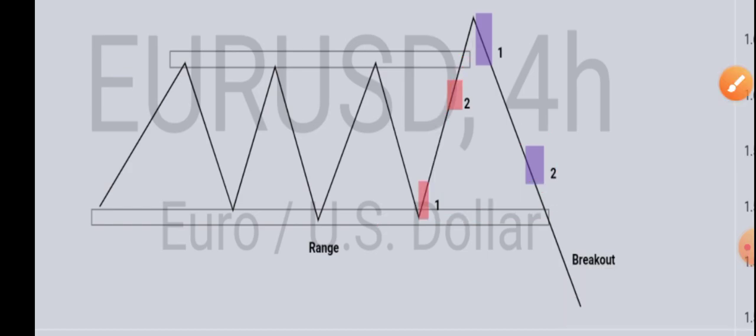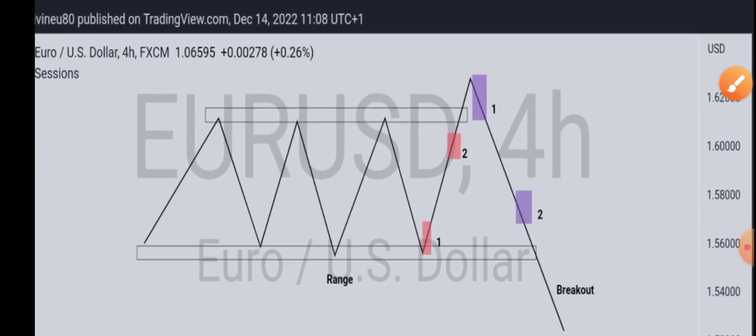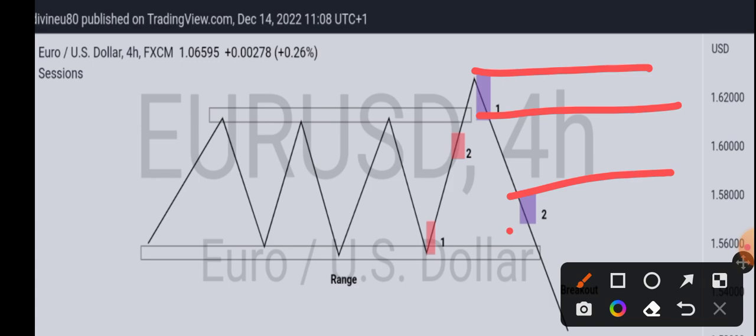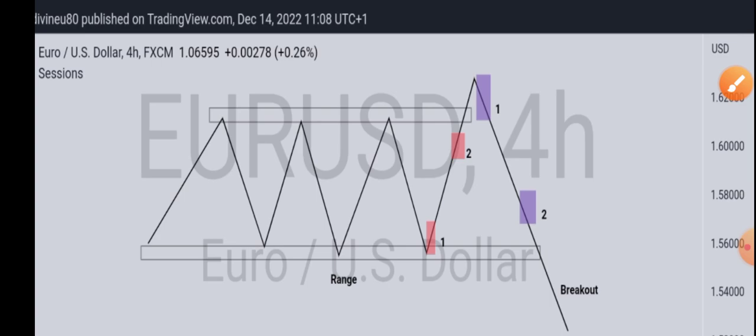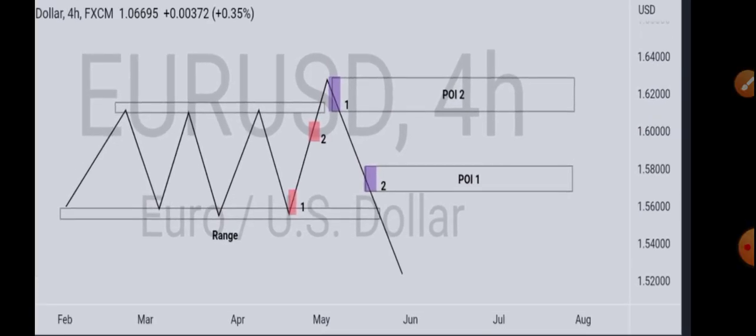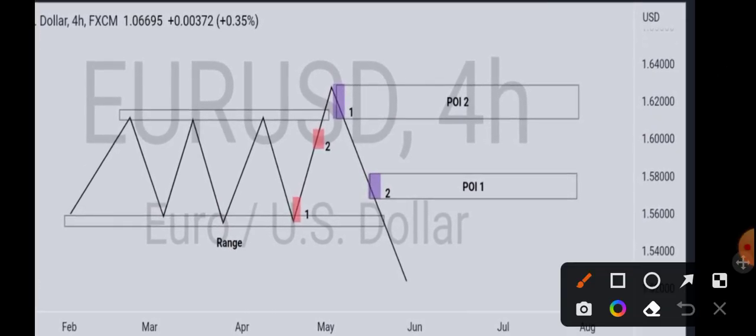So if I want to mark out my POIs, these are the two POIs I mark. It's the same thing: the one that took liquidity and the one that broke structure. With time, we'll get to understand this better. As you can see, these are the two POIs I always use: the one that took out liquidity and the one that caused the break of structure.